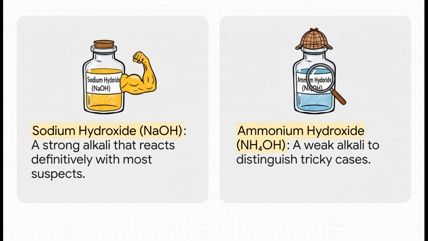First up is sodium hydroxide, or NaOH. I want you to think of this one as the strong interrogator. It's a strong alkali, and it'll get a reaction out of pretty much anyone. Then we have ammonium hydroxide, NH4OH. This one's our subtle interrogator. It's a weak alkali, and it's perfect for those really tricky cases where two suspects look almost identical.